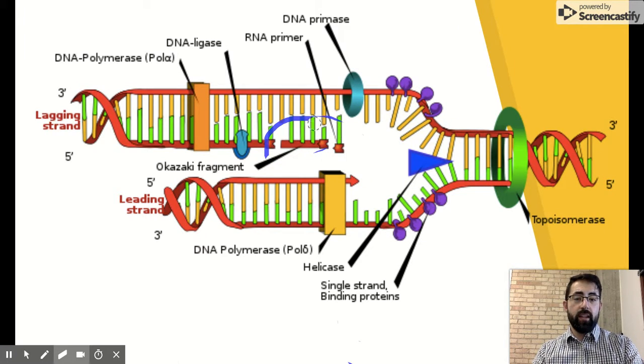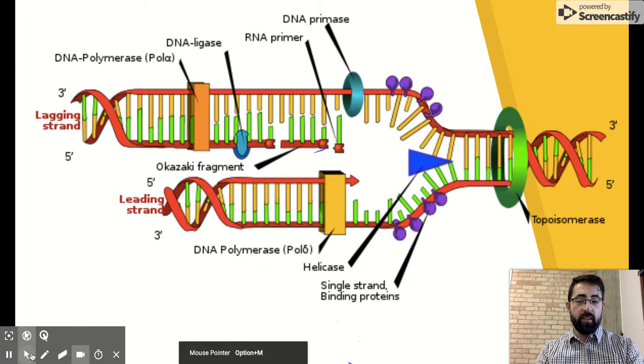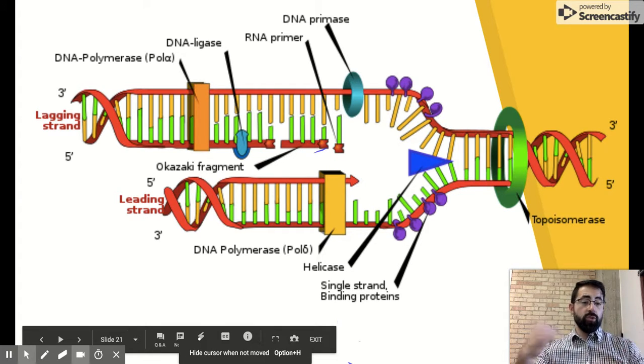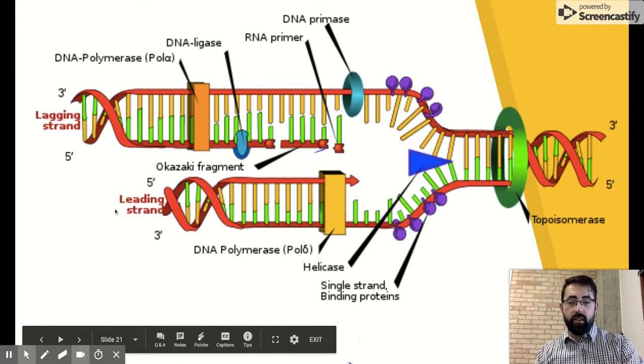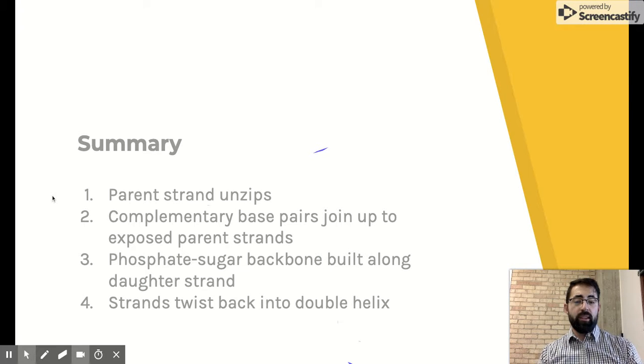So DNA is replicated, it unzips, it unspirals, and it splits. And then with specific base pairing, creates 2 new strands. So summary, again, the parent strand unzips. This is how DNA replicates. The parent strand unzips. Complementary base pairs join up to the exposed parent strands. Phosphate sugar backbone is built alongside these base pairs. And then the strands twist back into their own double helices.